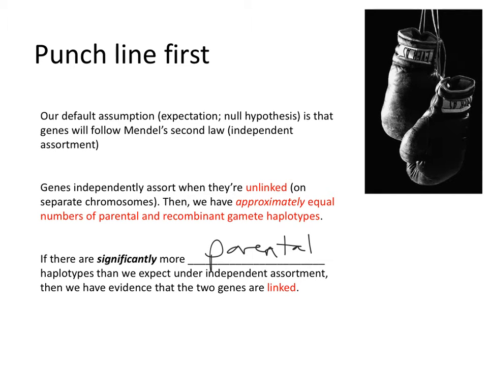Less recombination than you expect if the genes were on separate chromosomes. And that's why the default assumption is the law that we all know generally to be true. So when genes are unlinked, independent assortment occurs, and you get equal numbers of recombinant and parental haplotypes. If there's any difference from that, then there's evidence for linkage. And note this word here, significantly. Hence, chi-square test. So we want to know, is there just a little difference in expected versus observed recombination, or is it significantly more or significantly less recombination? And that's why we're talking about chi-square test.